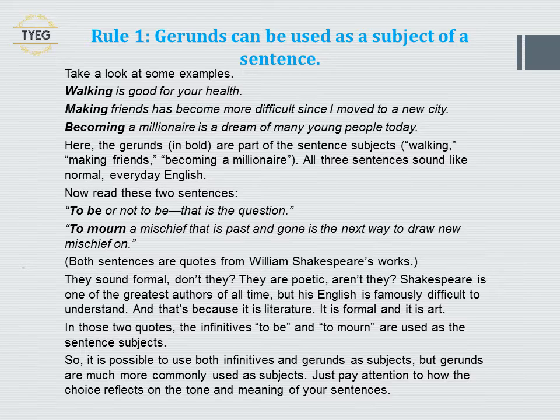Here, the gerunds, in bold, are part of the sentence subjects: walking, making friends, becoming a millionaire. All 3 sentences sound like normal, everyday English. Now read these 2 sentences. To be or not to be, that is the question. To mourn a mischief that is past and gone is the next way to draw new mischief on.